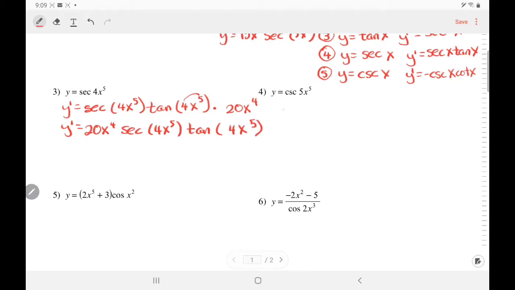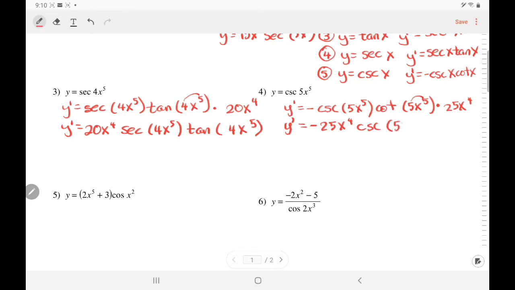Try number 4. Derivative of cosecant is negative cosecant. Leave your inner function the same. Cotangent, and chain rule multiply by the derivative of inner function, 25x to the 4th. And we just have to put that in front. If you have a negative, you always write the negative first. And 25x to the 4th, cosecant 5x to the 5th, cotangent 5x to the 5th.